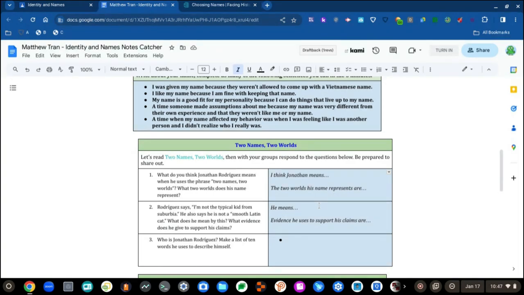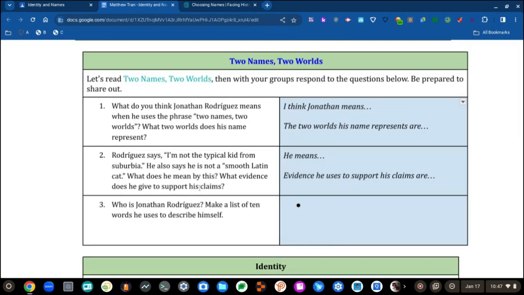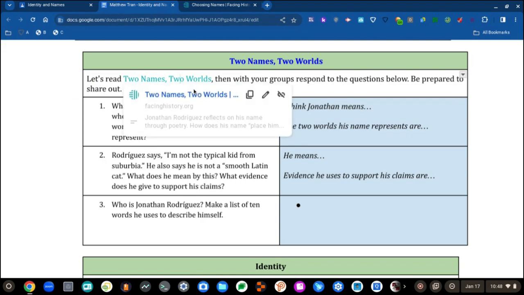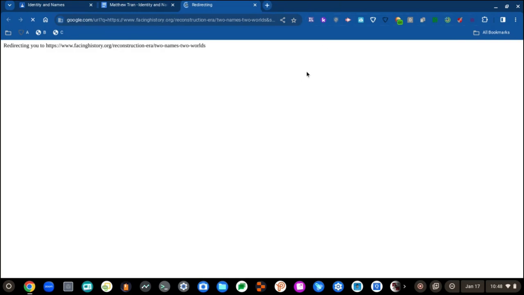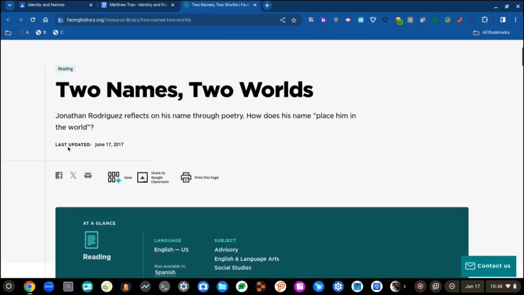I am going to ask that my Spanish speakers help me out when I get to some of the Spanish words that we will encounter. This person is Puerto Rican, and therefore some of the things they refer to are Spanish and or African in origins. So, two names, two worlds. You should have that open right there. Just so you know, the questions you're responsible for: What do you think Jonathan Rodriguez means when he uses the phrase two names, two worlds? What two worlds does his name represent? And then for question 3, you're going to list 10 things or words that he uses to describe himself.